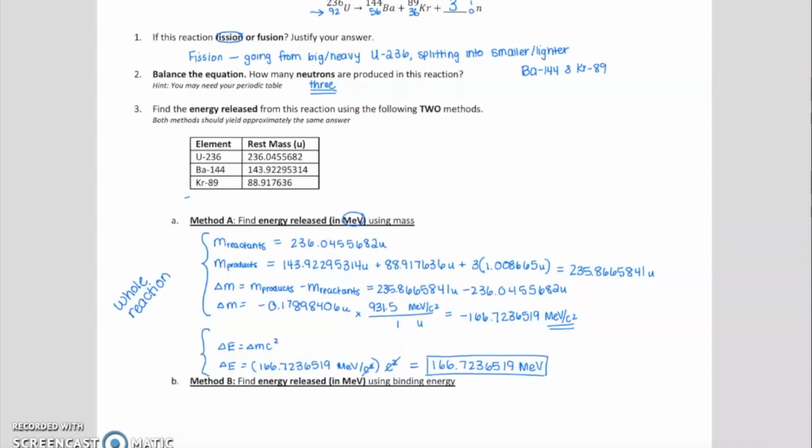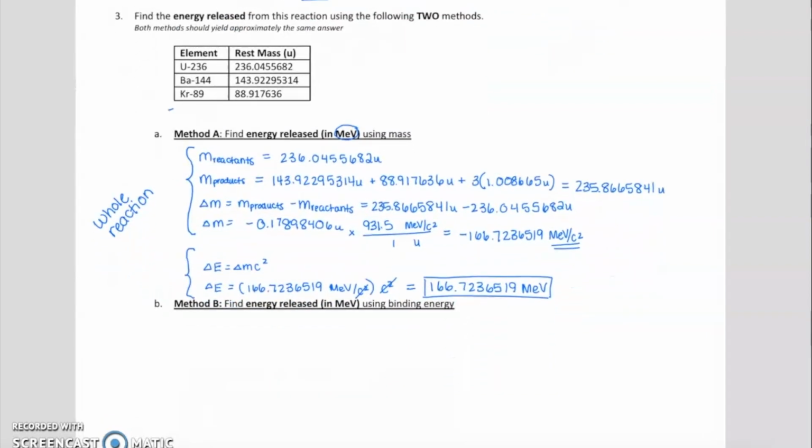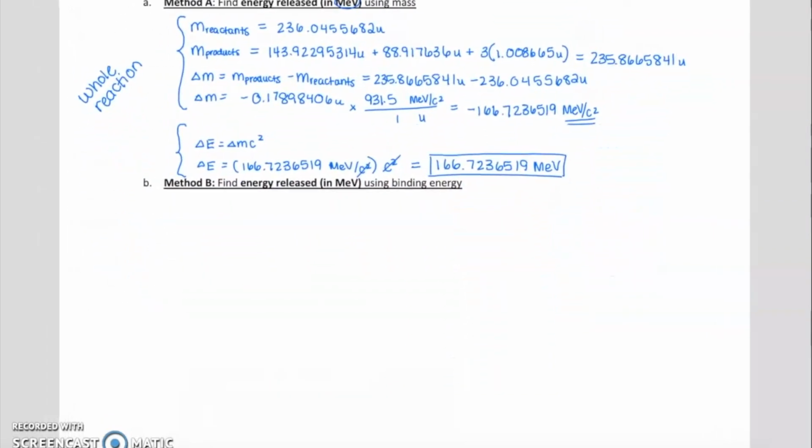Now method B is saying to find the exact same thing, find the energy released in mega electron volts, but this time we're going to use binding energy. We should get a very similar answer to method A, but you're going to see method B is a little bit annoying. So our game plan for method B is going to be to find the mass defect and then find the binding energy of uranium, barium, krypton, and think through neutrons. And then compare the binding energy of the reactants with the binding energy of the products.